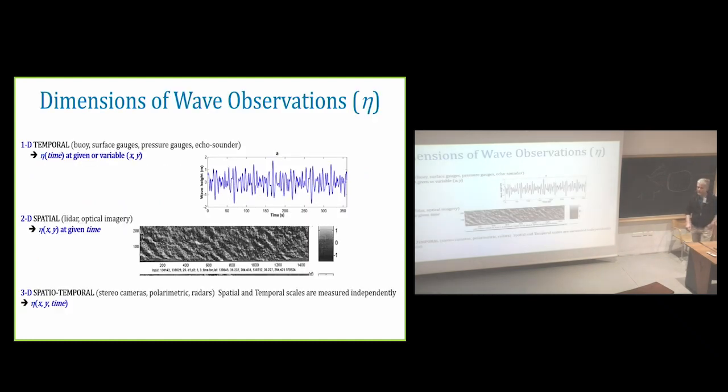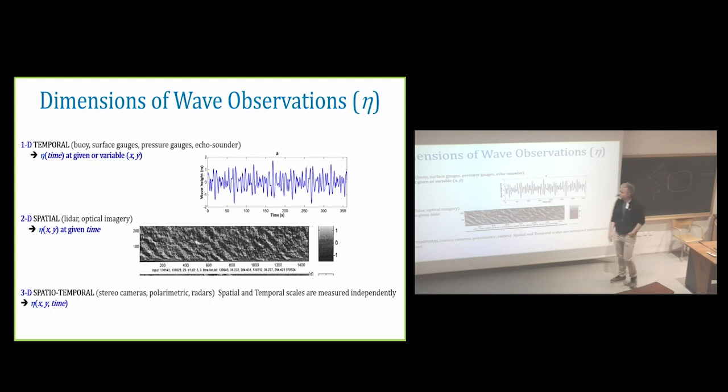So let's start with a quick overview of dimensions of wave observation. Traditionally, waves are taken as a surface elevation eta, a function of time obviously, at a given or variable spatial position x and y, and the typical output is a time series like you see and that you know very well.